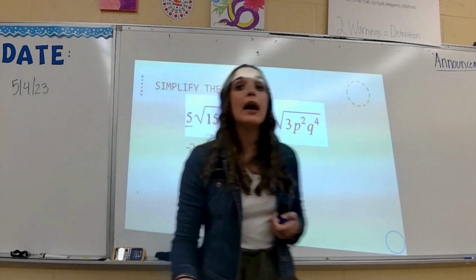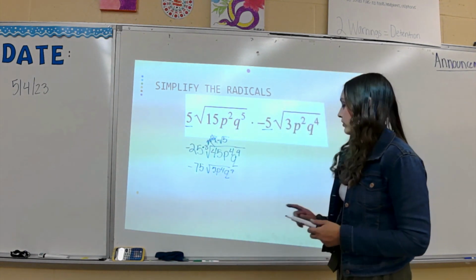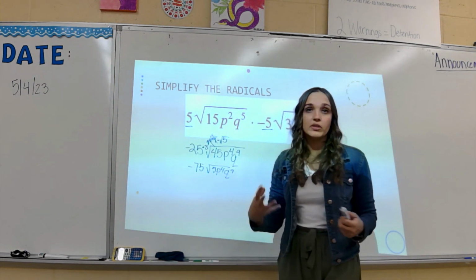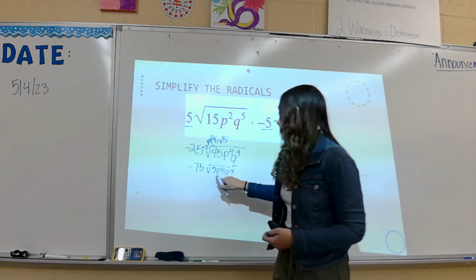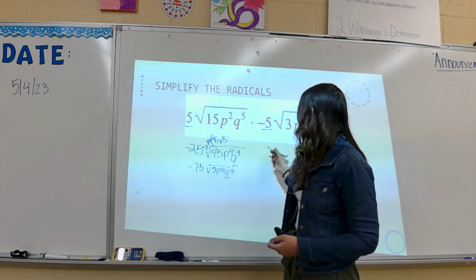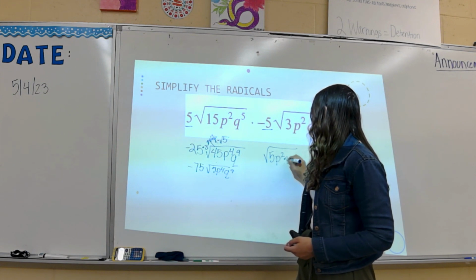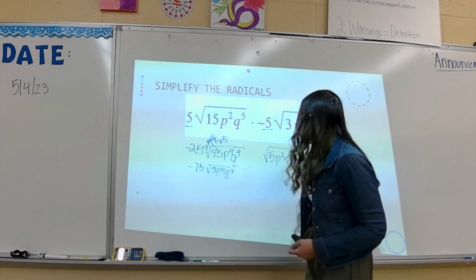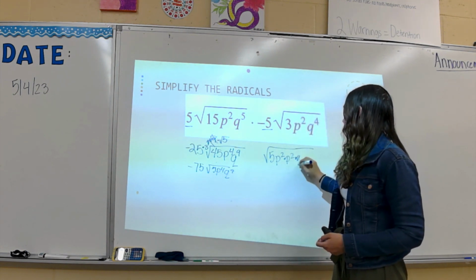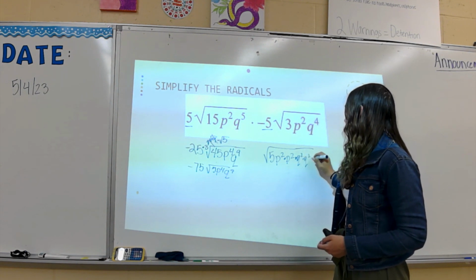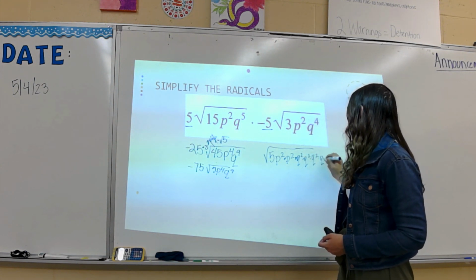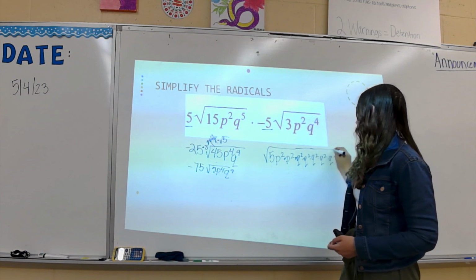Now, though, I can break up my variables. I'm going to break them up in terms of squares. So in p to the 4th, I'll just look at the radical for now. I have p squared times p squared. For the q's, there's 9 of them. So I have 2, 4, 6, 8, and I'm left with 1 extra.